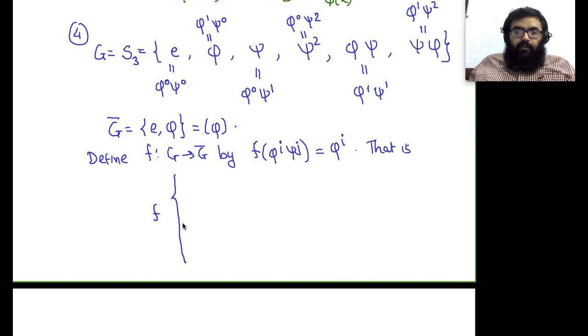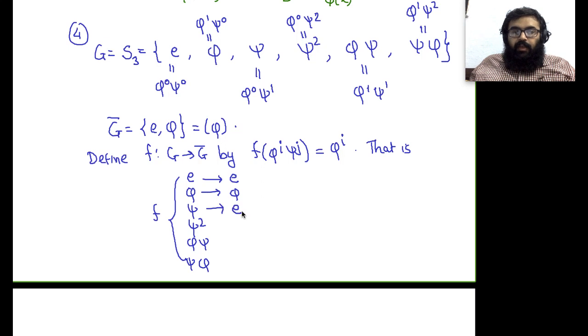So for f, we have e, phi, psi, psi square, phi psi and psi phi. E is mapped to e, phi is mapped to phi, psi is mapped again to e, because there is no phi power other than 0. Here also phi power 0 in psi square, so that is also mapped to e. Here there is phi power 1, so it is phi.